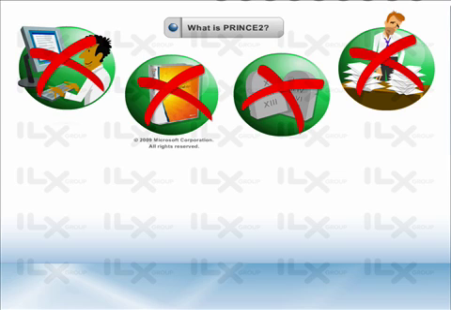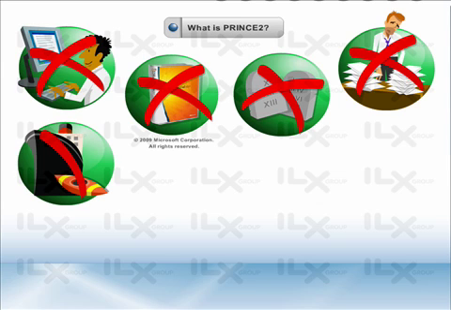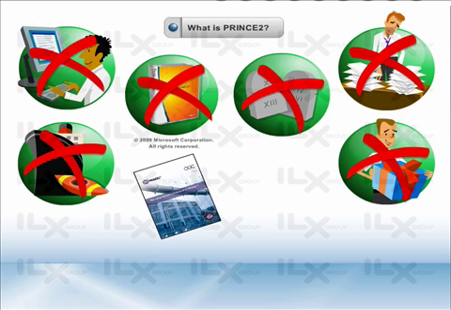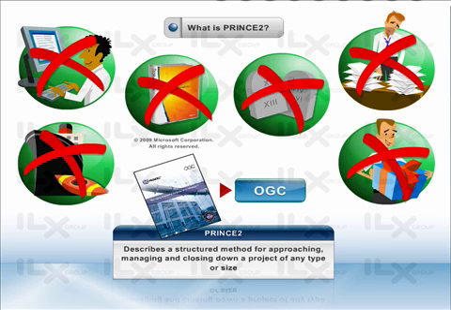PRINCE2 is not restricted to large projects. It can be applied across the board to projects of all kinds and sizes. PRINCE2 is not a guarantee of successful project outcomes, but it certainly can help prevent embarrassing and costly project disasters. So if PRINCE2 is none of these things, what exactly is it? At its most basic level, PRINCE2 is a book which is produced by the UK Government's Office of Government Commerce, or OGC, and which entirely describes a structured method for approaching, managing and closing down a project of any type or size.